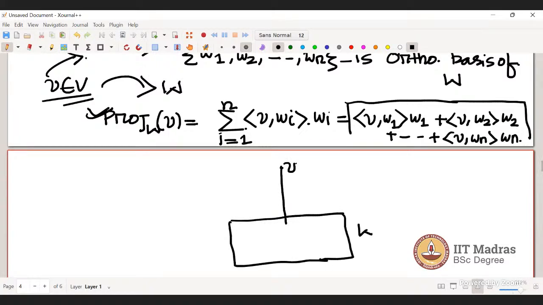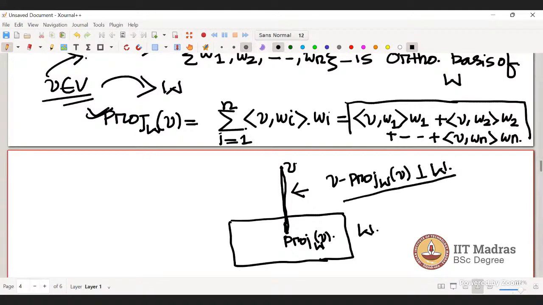This is W, right? This is my space W, and this one is the projection of V on W. So you can say that this vector, okay, so what is this vector? V minus projection of V. Yeah, you can say that this is perpendicular to W. So this is basically perpendicular to W.